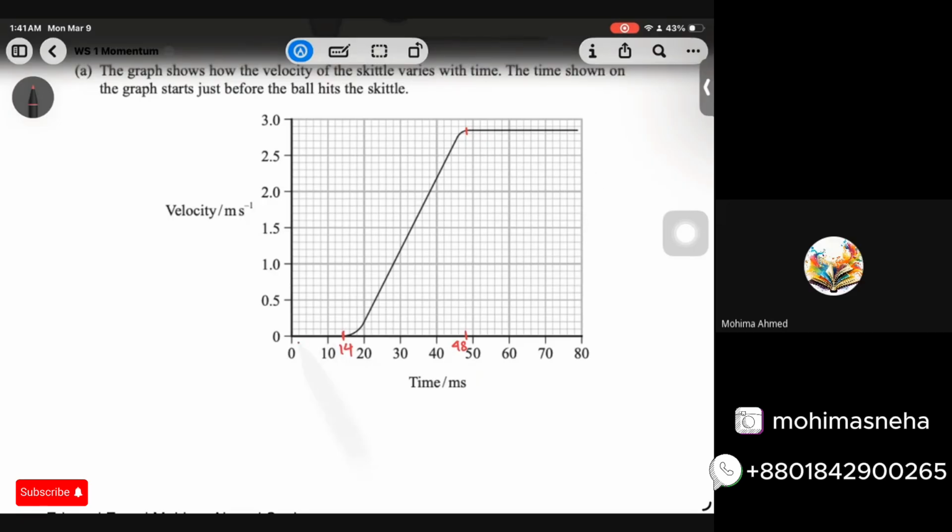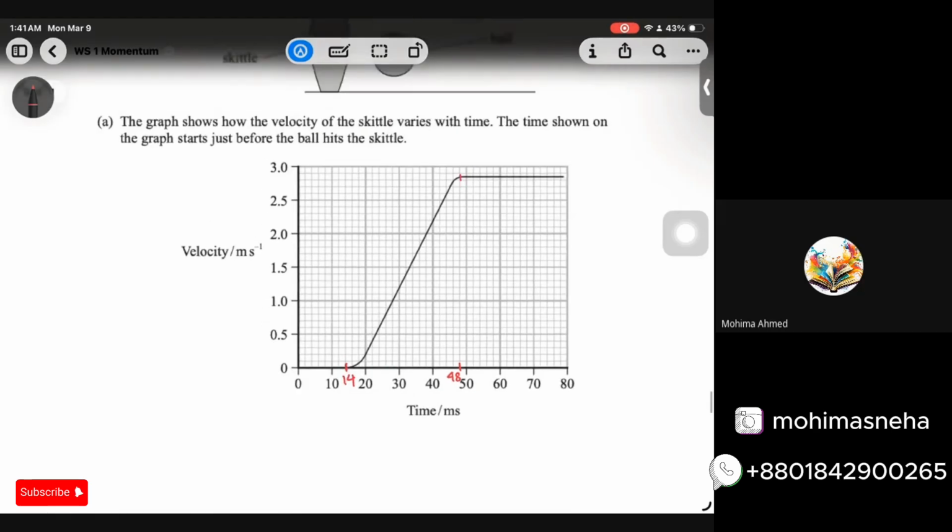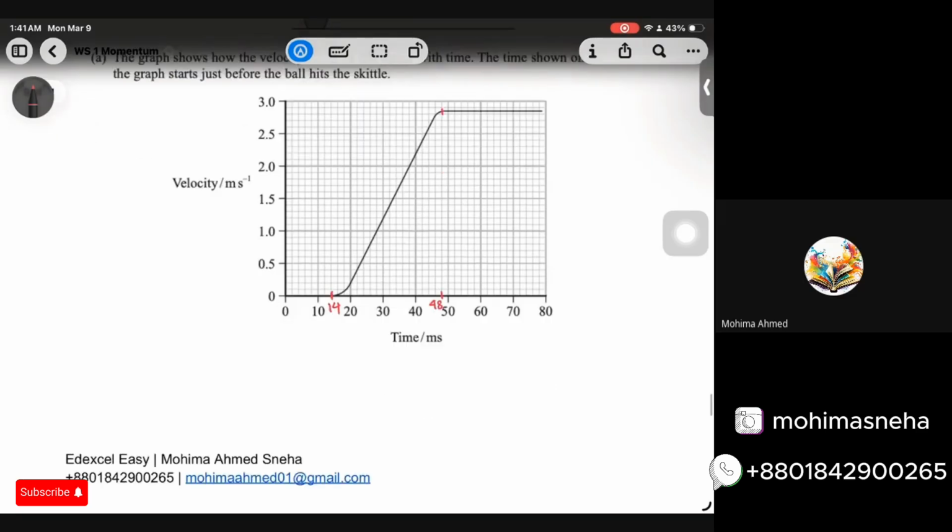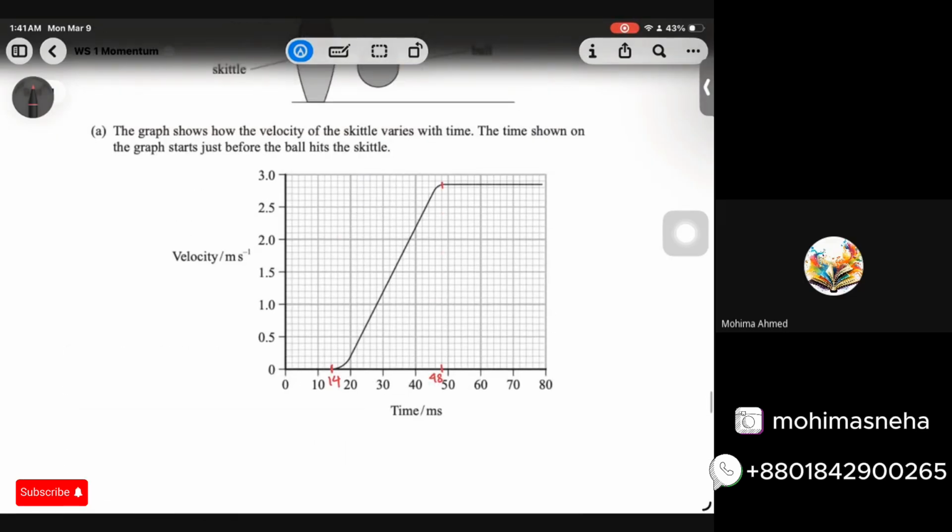Before 14 you have a constant velocity of 0, meaning before the ball hit that skittle, the skittle was basically motionless. That's why it has a 0 velocity. And then again after 48, you have a horizontal line indicating you don't have any motion after 48, right? So you get nothing after that. That's what we can understand from the graph so far.